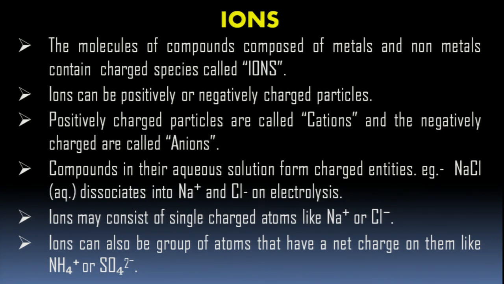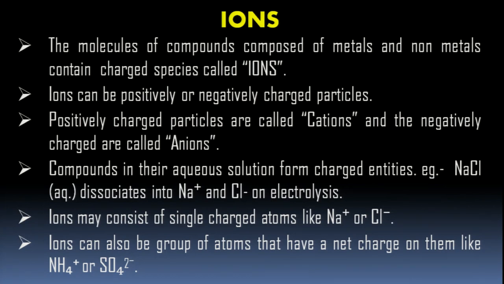The molecules of compounds composed of metals and non-metals contain charged species called ions. These are the charged particles. Ions can be positively or negatively charged, that you know. Positively charged particles are called cations and negatively charged particles are known as anions. You might remember, children, in the process of electrolysis the positively charged particles move towards the negative electrode, that is the cathode, so they are known as cations. The negatively charged particles move towards the positively charged electrode, that is the anode, and those are known as anions.